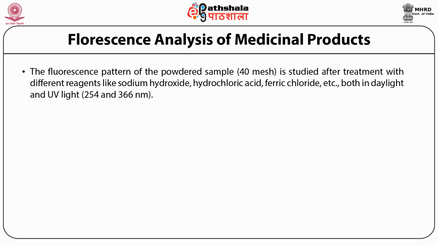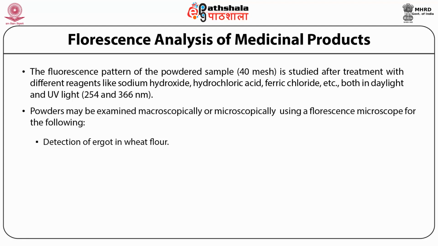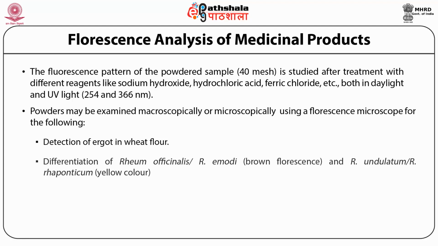The powders are treated with different reagents like sodium hydroxide, ferric chloride, etc., and the fluorescence is recorded following UV light exposure at 254 and 366 nanometers. Such estimations have been used for the detection of ergot in wheat flour, and differentiation of Rheum officinale or emodi, which give brown fluorescence, from Rheum rhaponticum, which gives yellow color, as well as the detection of rhapontic rhubarb.